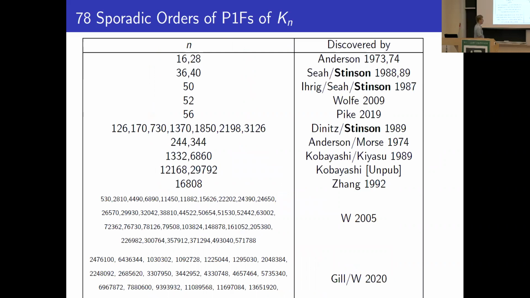We do know a few sporadic orders, and actually the reason I chose to talk about this subject is it's obviously very dear to the heart of the birthday boy. He wrote quite a few papers actually on the theory, but also found 3 of these, or 4 of these small orders. No, a lot more than 4.